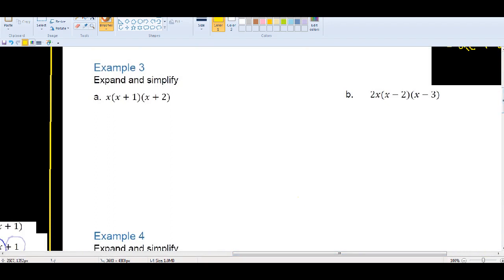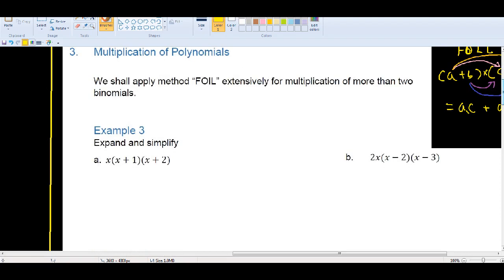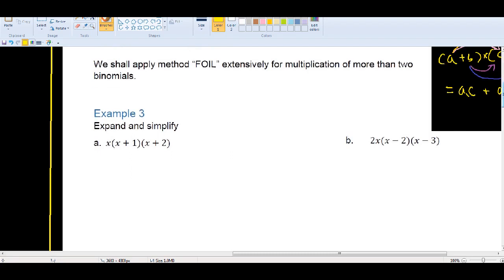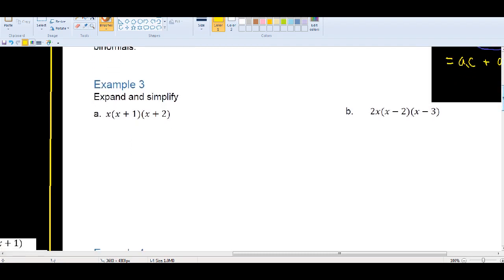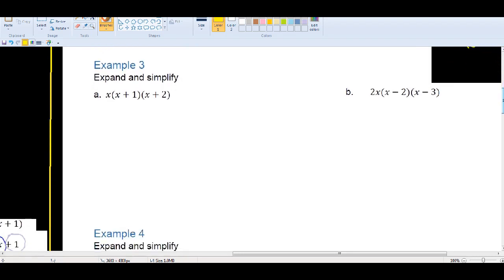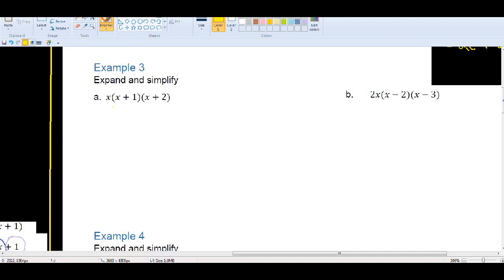let's move on here. Here we are going to do a bit more than FOIL. It's more difficult than just FOIL, because we learned FOIL in the last chapter, lesson 1 of algebra, right? So how about I have 3 things multiplied together. When you observe that, you see 2 binomials and 1 single term outside.